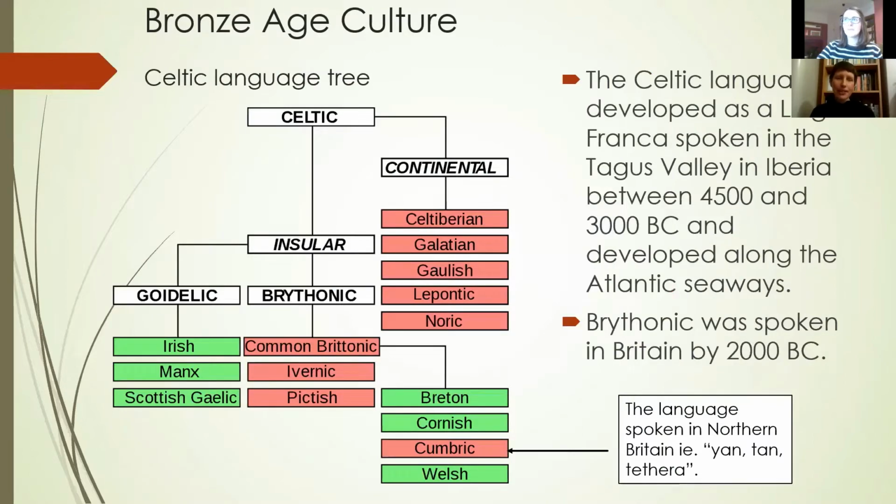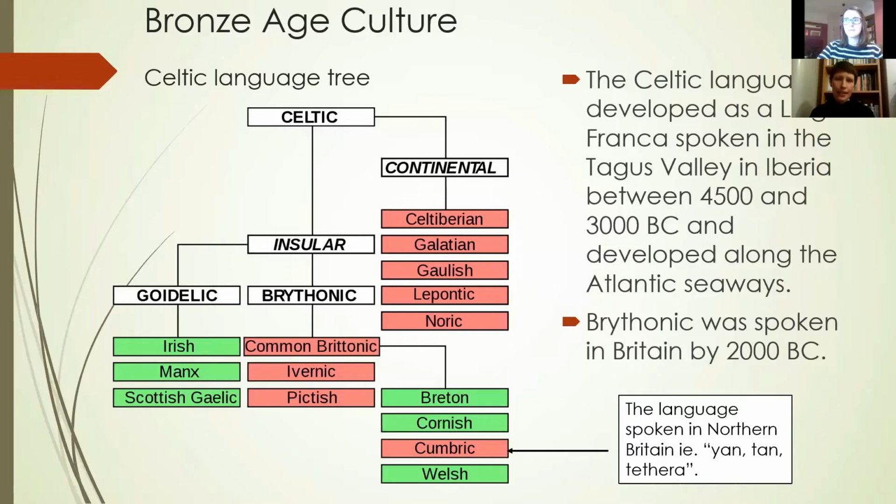I'm going to move on now to say a little bit about the language which the people spoke. They spoke a Celtic language, and it developed as a lingua franca in the Tagus Valley in Iberia between 4,500 and 3,000 BC, and then along the Atlantic seaways.